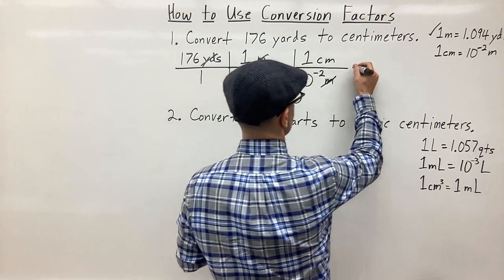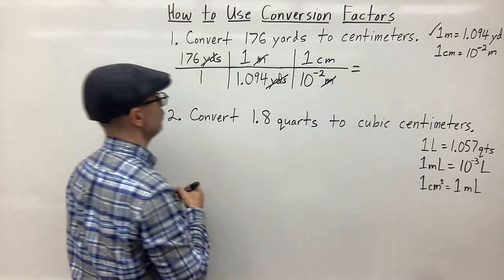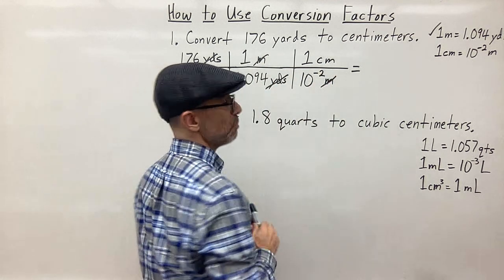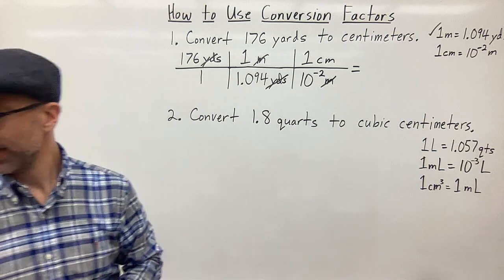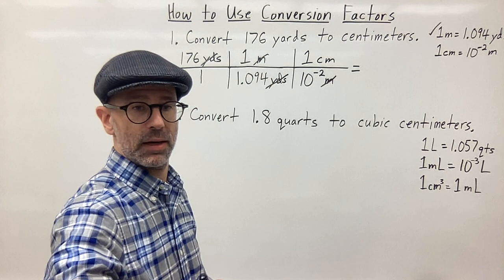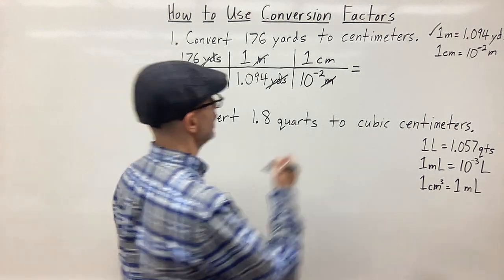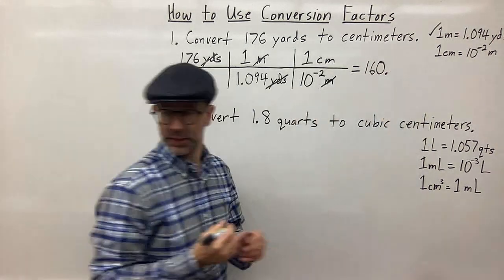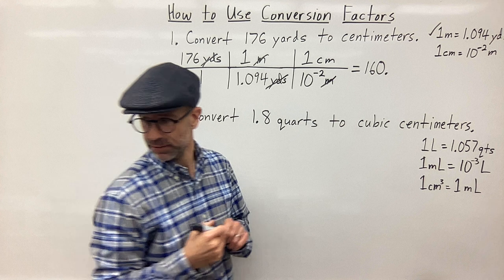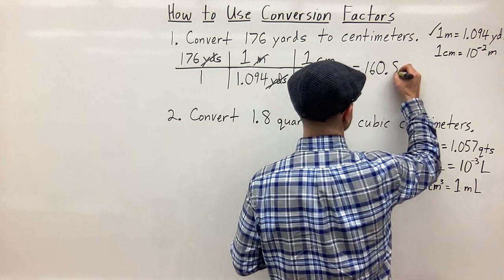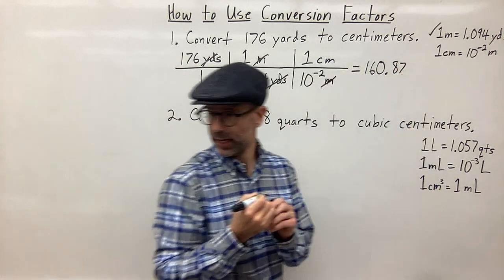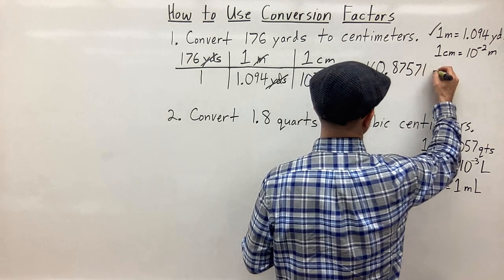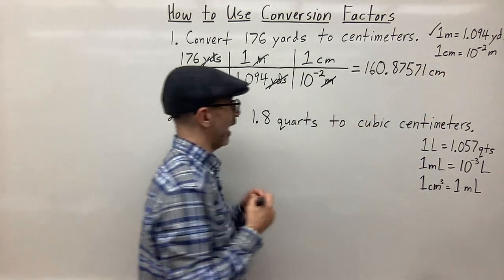So now all you need to do is multiply and divide. I'm going to multiply by everything on top, divide by everything on the bottom, plug it in my calculator, and what do I get? 160.87571. What did I get? 87571 centimeters. Now, that's the answer.